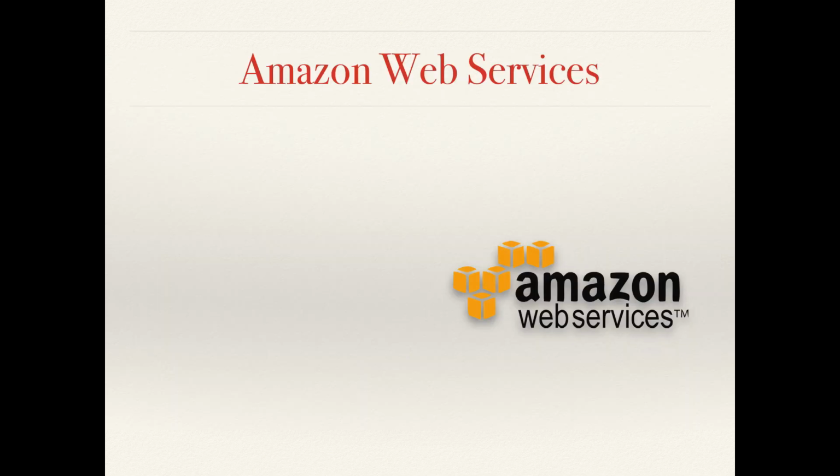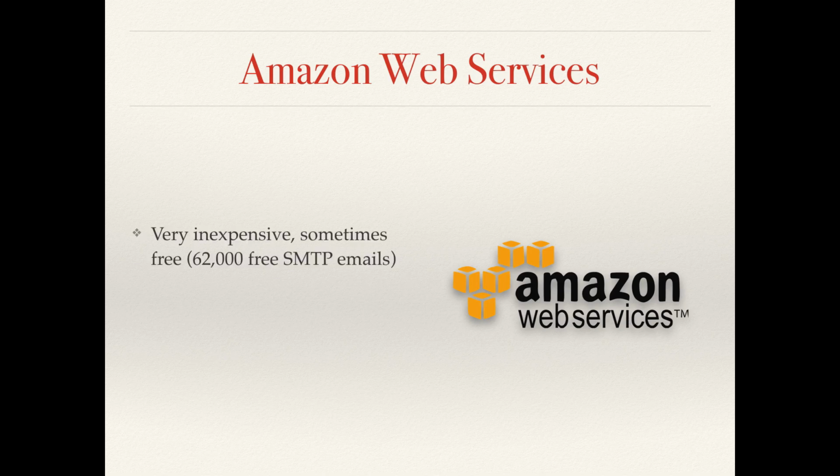So where do we deploy that to once we have this running? Well, let's talk about Amazon Web Services. These guys are very inexpensive and sometimes even free. You can send 62,000 free SMTP emails without having to pay anything. And so for a lot of us, we fall under this level. They also have a wealth of services from push notifications to long-term service, and these guys are just great. So this is what we're going to use, but feel free to use whatever you want.